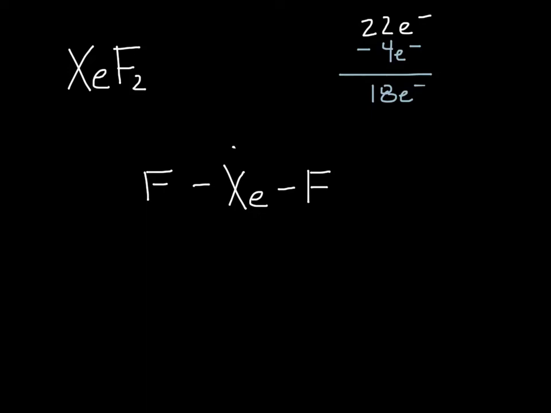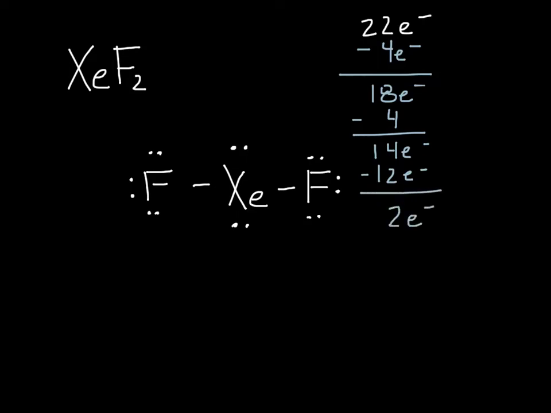So let's complete the octet on xenon. It's going to need 4 more to get the octet. So you subtract those 4, we're left with 14 electrons. Now let's do it to fluorine. Each fluorine is going to need 6 more. So that's 6. That means we've put out 12 electrons. Now you might be tempted to stop here, but check this out. We're left with 2 more electrons. So even though we have satisfied the octet on all of the atoms involved, there's still extra electrons.